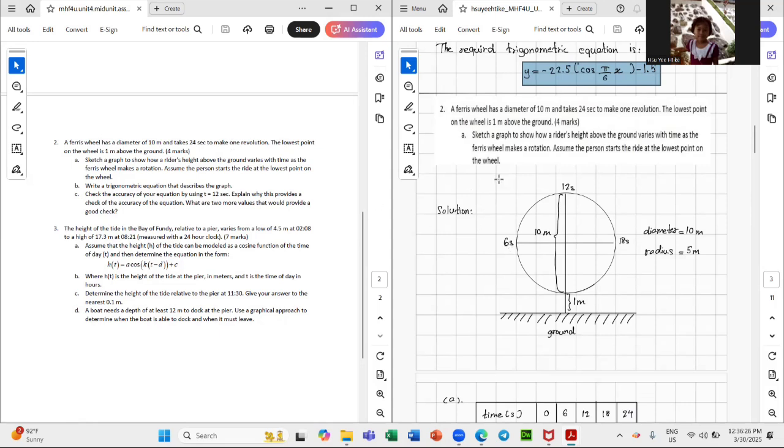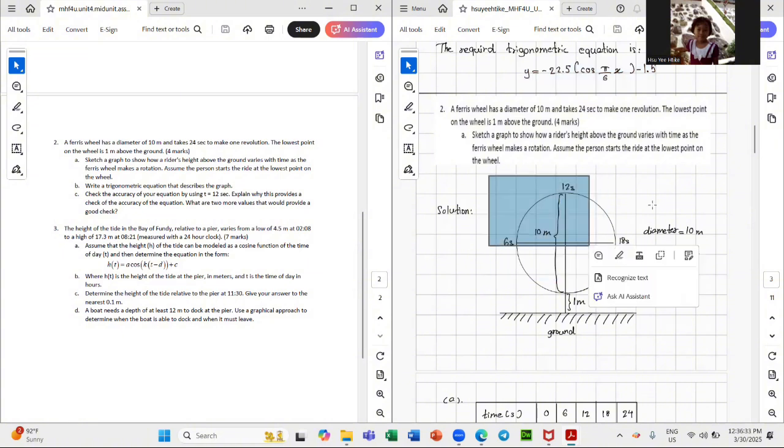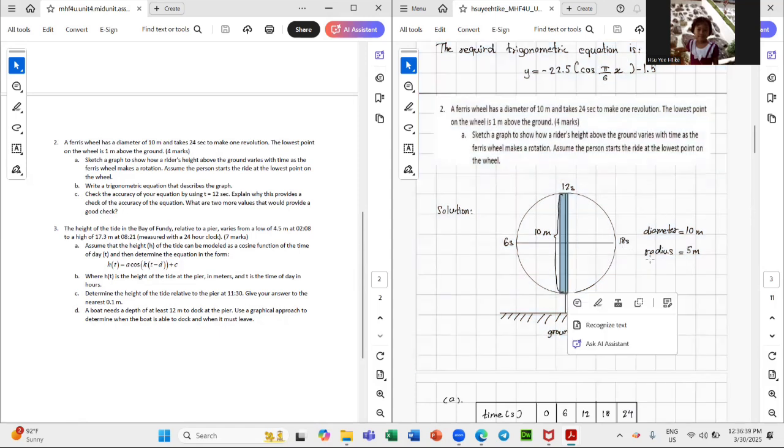So firstly, we have to sketch the model of the Ferris wheel. Here, the diameter is 10, so the radius must be 5 meters, and the Ferris wheel is 1 meter above the ground.